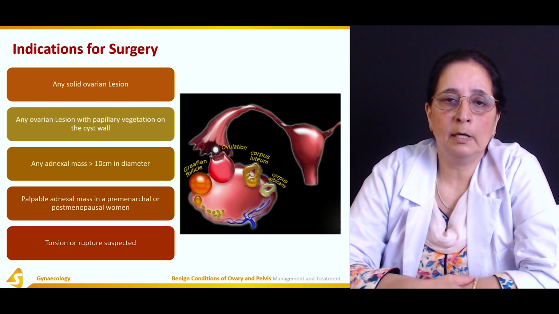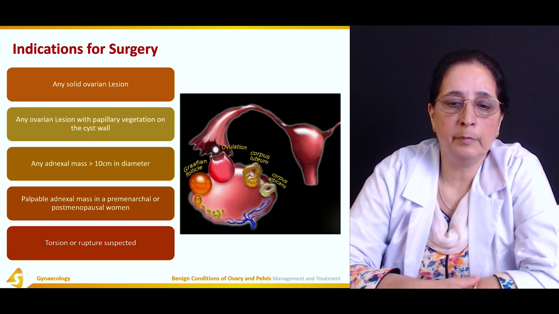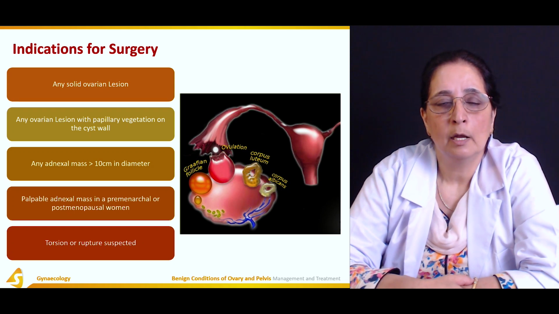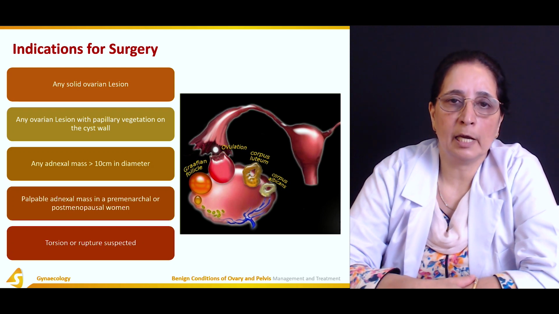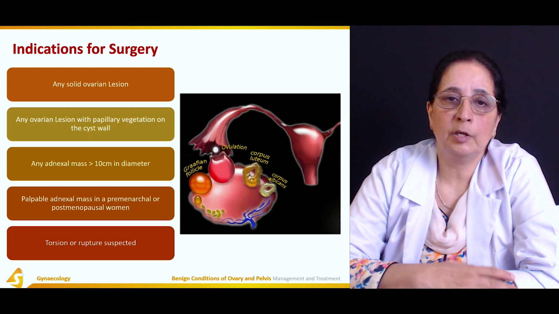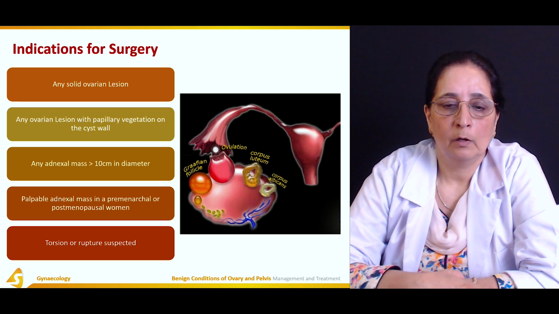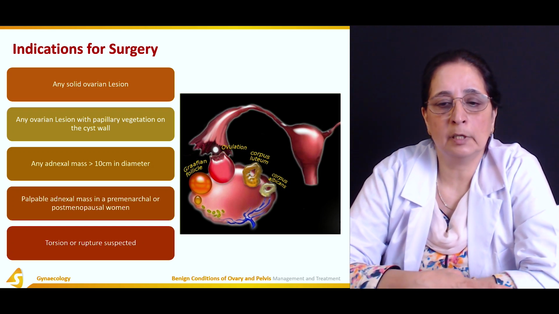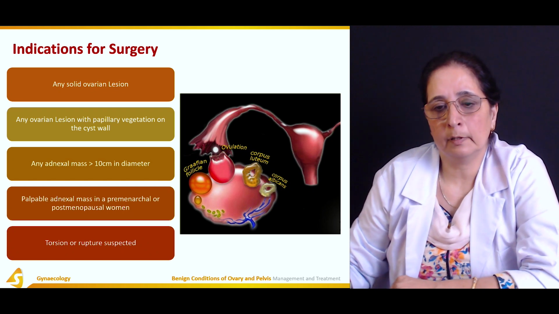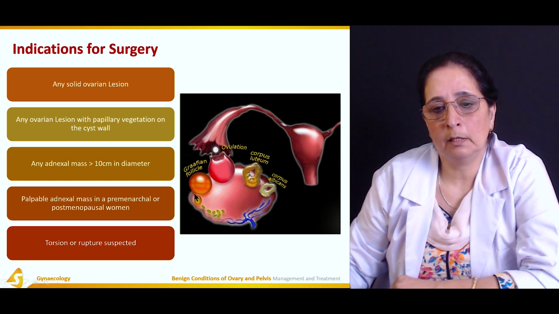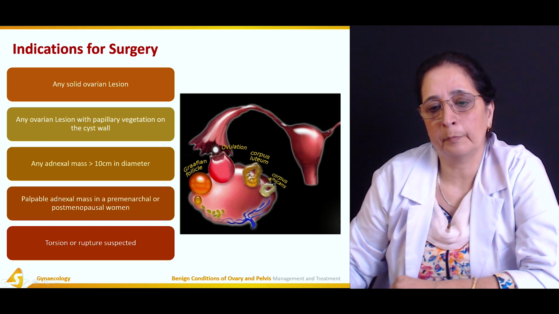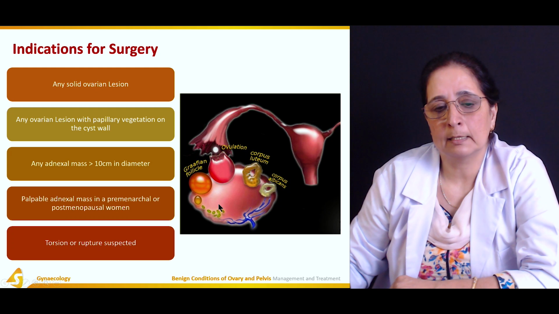And palpable adnexal mass in premenopausal or postmenopausal women, usually surgery can be performed. Or if there is complication like torsion or rupture, surgery has to be performed to relieve that torsion. So these are some indications for the surgery. So here you have again Graafian follicle, ovulation, become corpus luteum, then becomes yellowish shrinkage structure, which is corpus albicans.